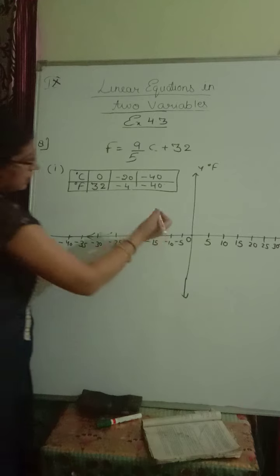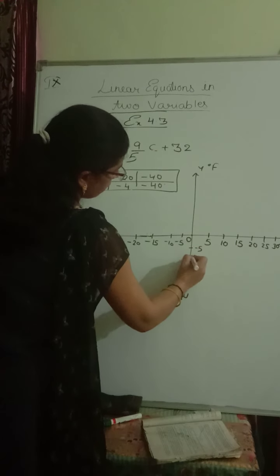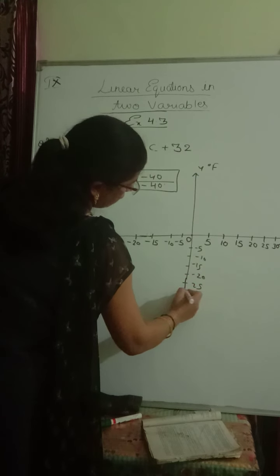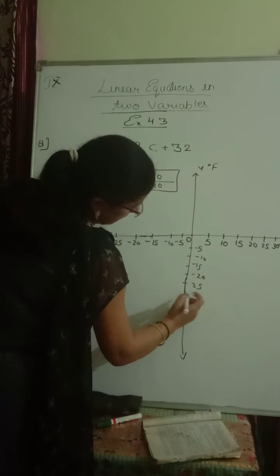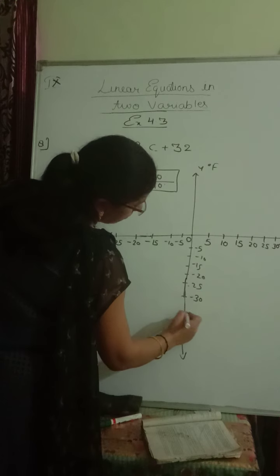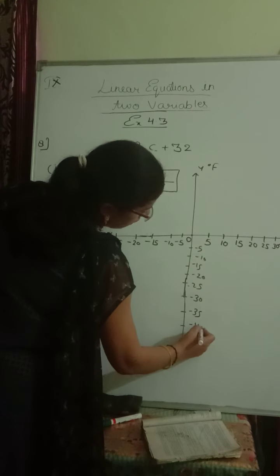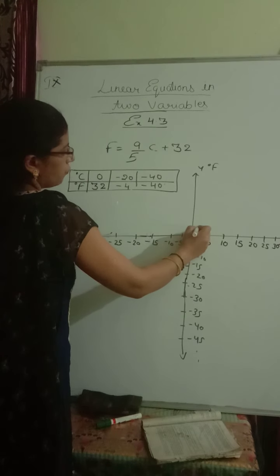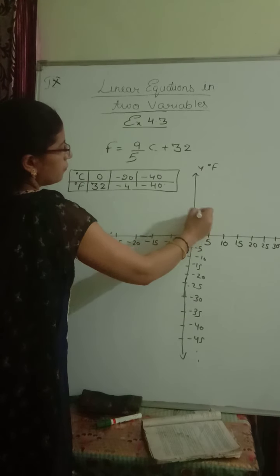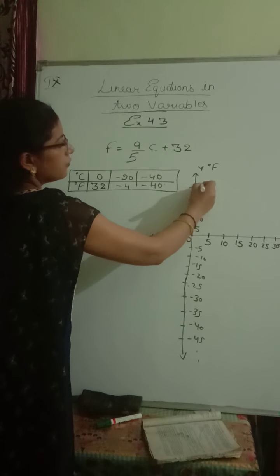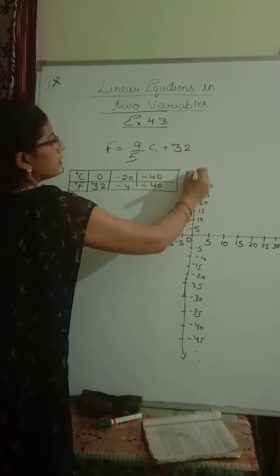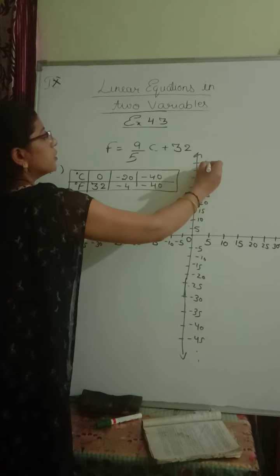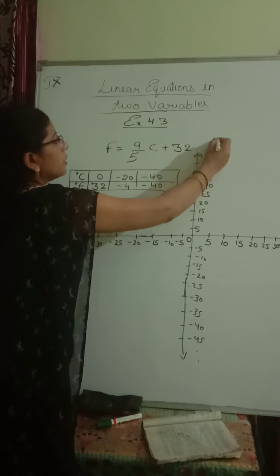Okay, same way in negative also: minus 5, minus 10, minus 15, minus 20, minus 25, minus 30, minus 35, minus 40, minus 45, and so on. In the upward direction: 5, 10, 15, 20, 25, 30, a little bit more, 35, 40, 45, 50. This is degree Fahrenheit, the y-axis.